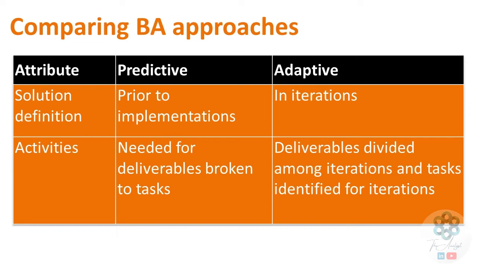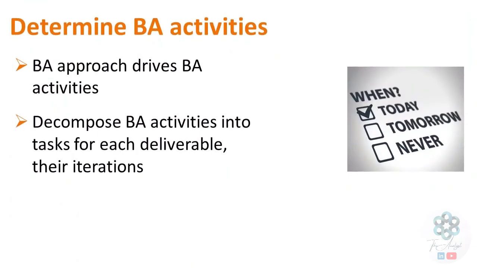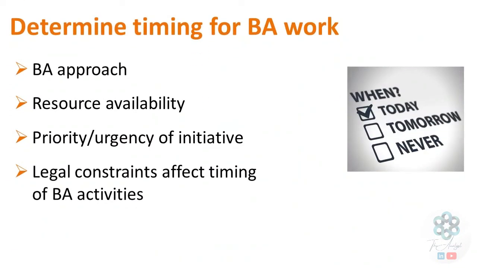Once BA approach is determined, we need to determine business analysis activities. This is essential as business analysis approach drives business analysis activities. Decompose business analysis activities into tasks for each deliverable, and their iterations. Once we develop the BA activity plan, we need to determine timing for business analysis work. This is done as the timing of business analysis activities depends on business analysis approach, resource availability, priority or urgency of initiative, legal constraints, etc.